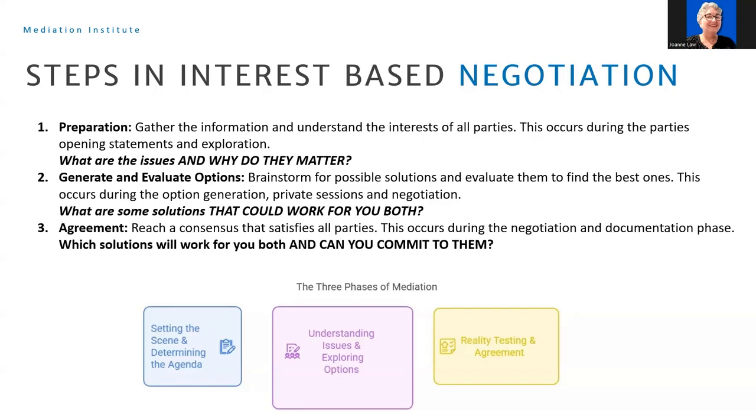And then in that agreement stage, negotiation and documentation, will they work for both and can they commit to them? What are the barriers? What are the countermeasures that might need to be put in place? What if they don't do what they say they're going to do? What then?